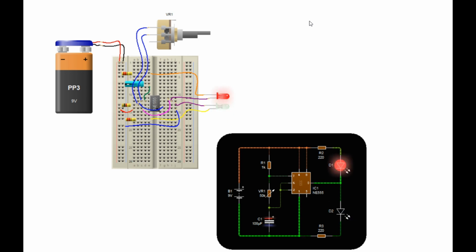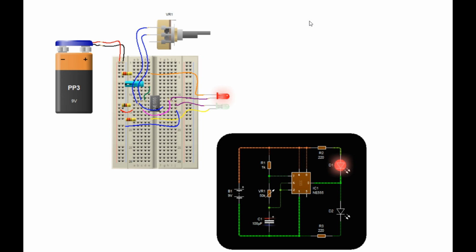1. Capacitor voltage. The voltage across the capacitor will rise and fall between 1/3 and 2/3 of the supply voltage. 2. Output waveform. The output at pin 3 will switch between high and low, producing a square wave.